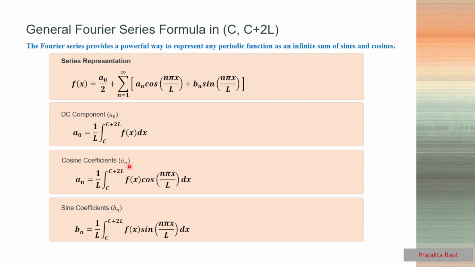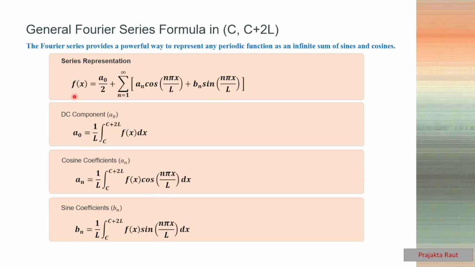Now, see an, which is a cosine coefficient. The an formula is 1 upon L integration within c to c plus 2L of f(x) into cos(n pi x by L) dx. So, this is a cosine coefficient. Now, the sine coefficient is bn and its formula is given by bn equal to 1 upon L integration within the given interval c to c plus 2L of the function f(x) into sin(n pi x by L) dx.